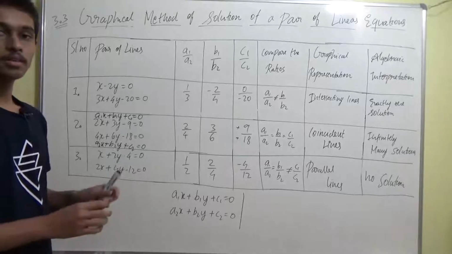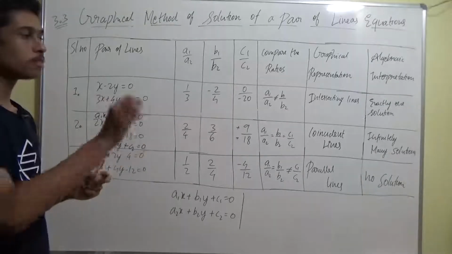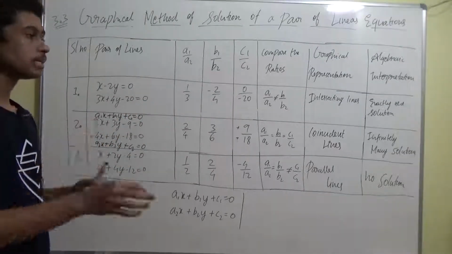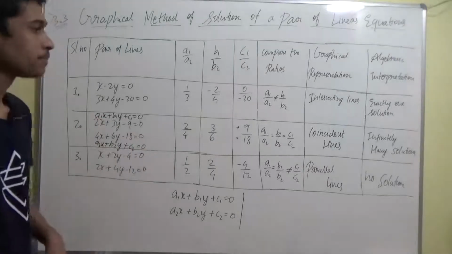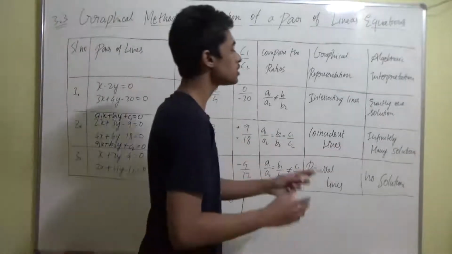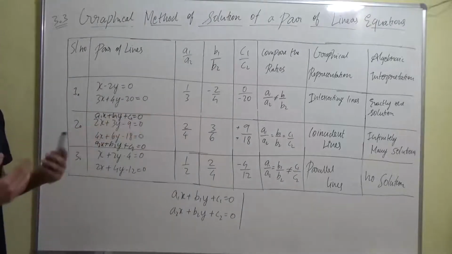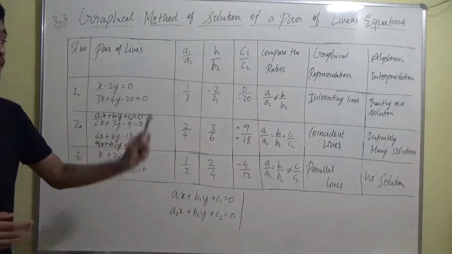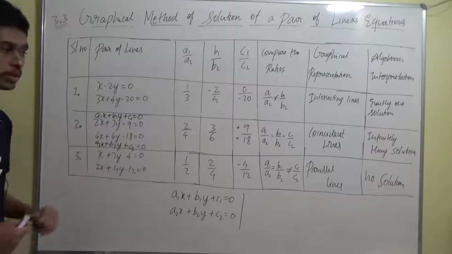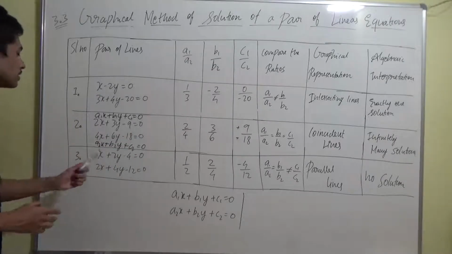Coincident line means in the graph it will seem like only a single line. Both the lines will be present along the same line, right? So how many solutions are you going to get for these equations? We can conclude from the graph that we are going to get infinitely many solutions for these two equations. Now let's go and see the third case.